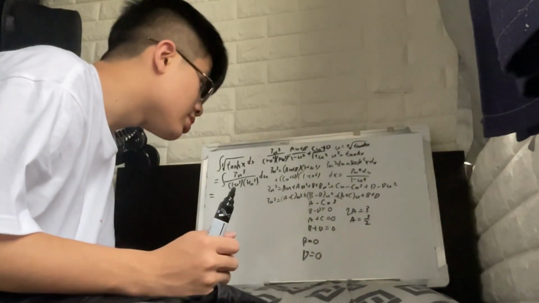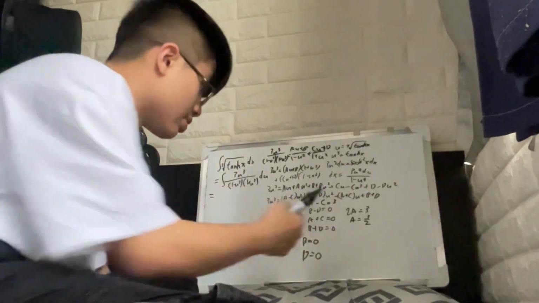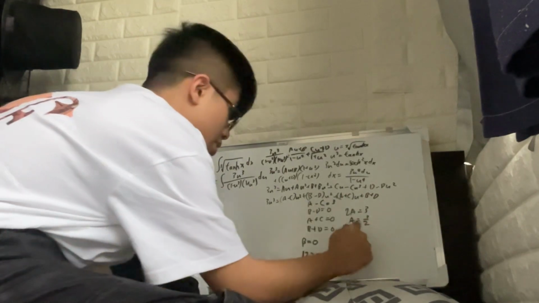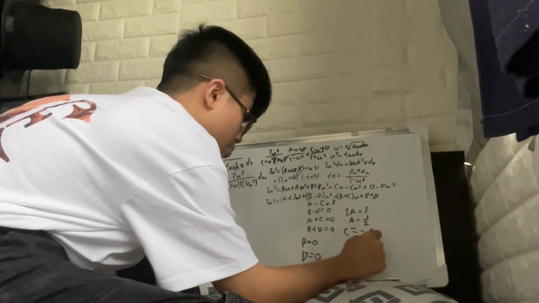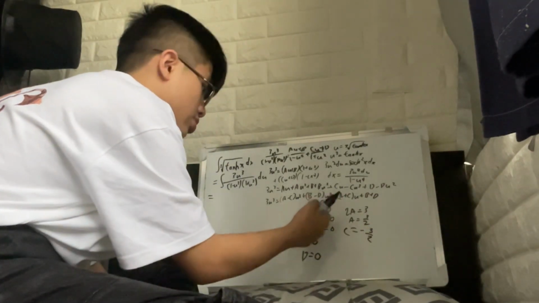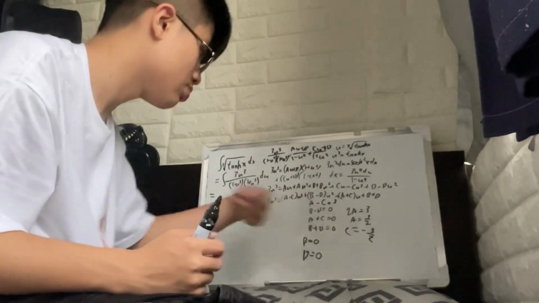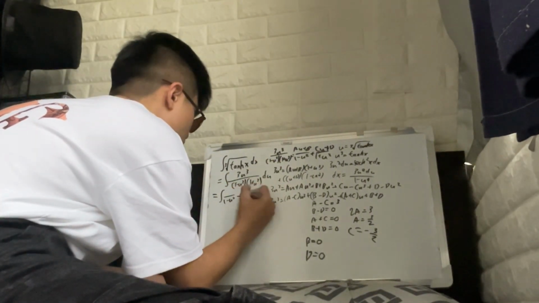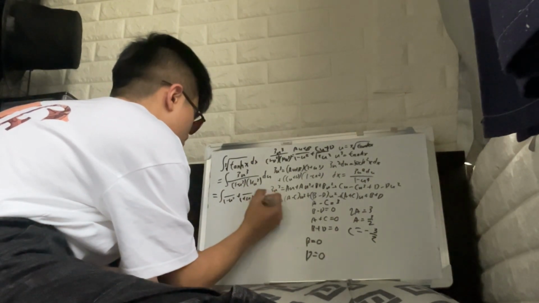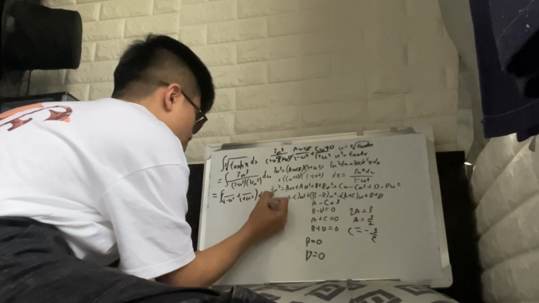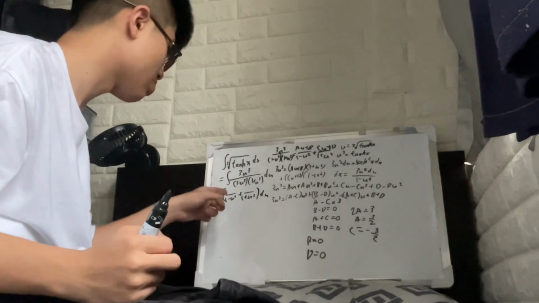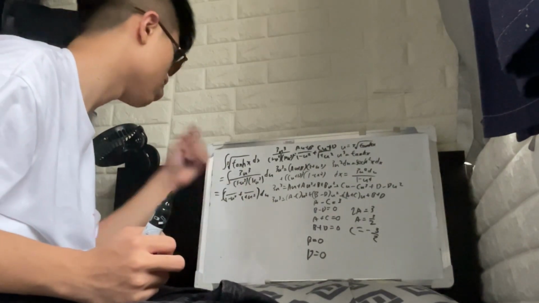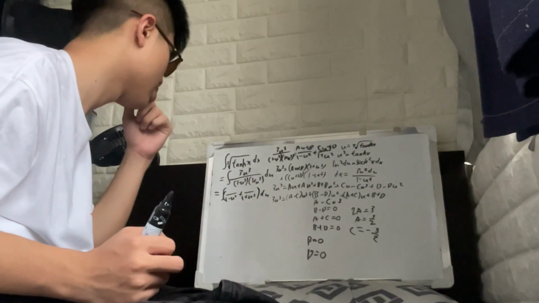To figure out C is just really easy. C is just equal to negative 3 over 2, because 3 over 2 minus 3 over 2 is just 0. So C is equal to negative 3 over 2. So over you get 1 minus u squared plus 1 plus u squared, like that. This looks really similar.